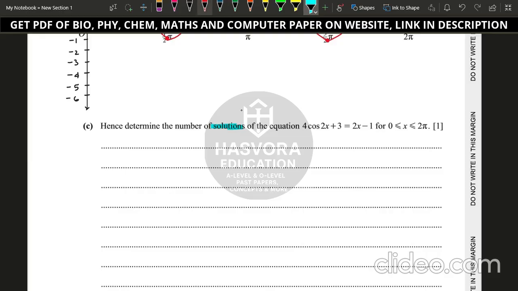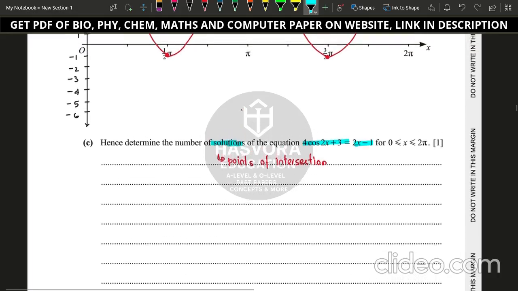Solution is another word for saying the points of intersection. And the equation we need to solve is that the 4 cos 2x plus 3 that we just drew is equal to 2x minus 1. So actually they are asking when 4 cos 2x plus 3 is intersecting the line 2x minus 1 for the range of 0 to 2 pi.